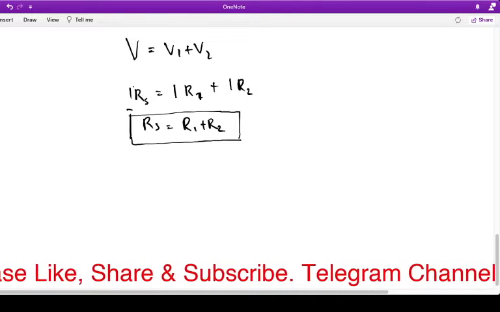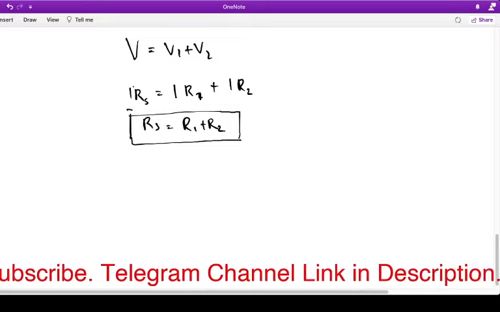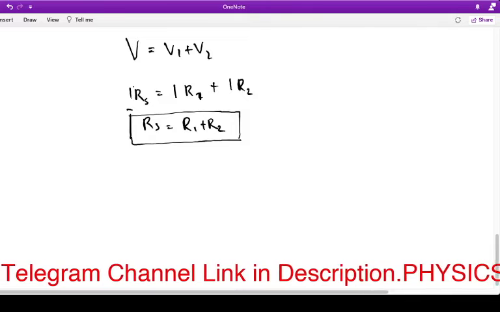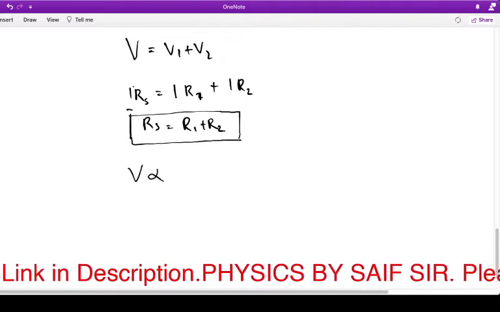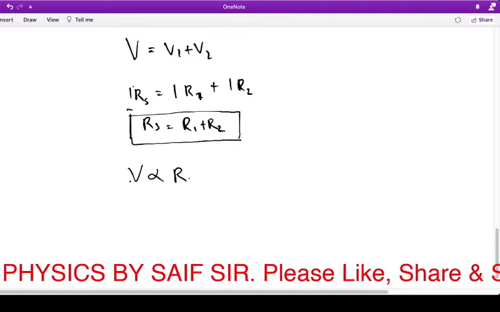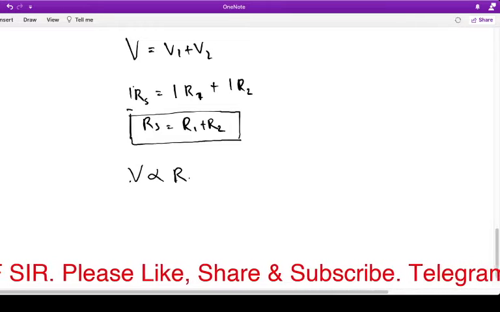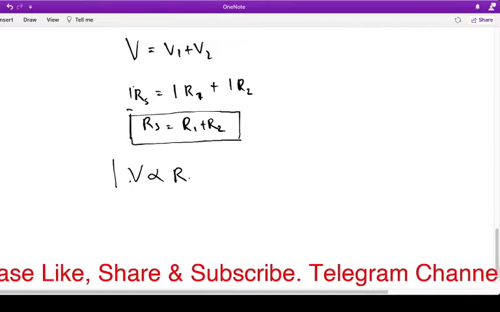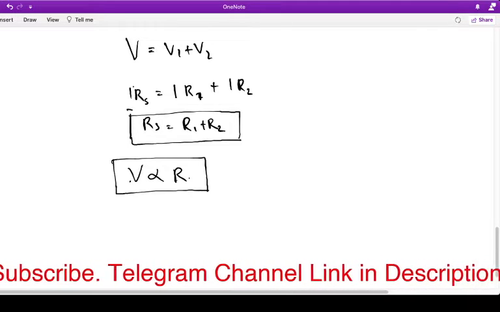So based on Ohm's formula, we know that V is equal to IR, but here I is the same. So here voltage depends upon the resistance. Whatever the resistance is, there will be a change in voltage. Whatever the voltage is, there will be a change in resistance. According to Ohm's law, V is directly proportional to resistance here.